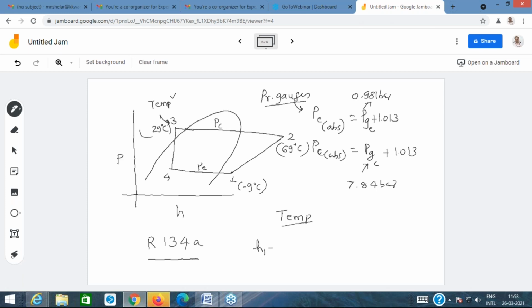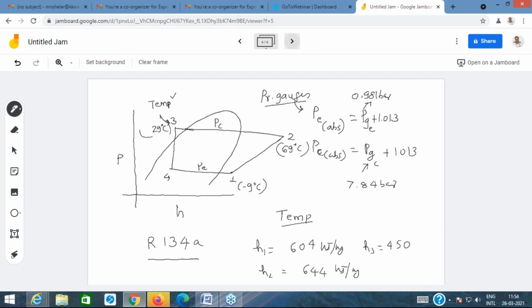So H1 would be H superheated from the pH chart, and the value I have with me is 604 kilojoules per kg. Then H2, I have got the value as 644 using the pressure enthalpy diagram, and H3, which is equal to H4, would be 450. Using these readings, we can calculate the COP as well as capacity.